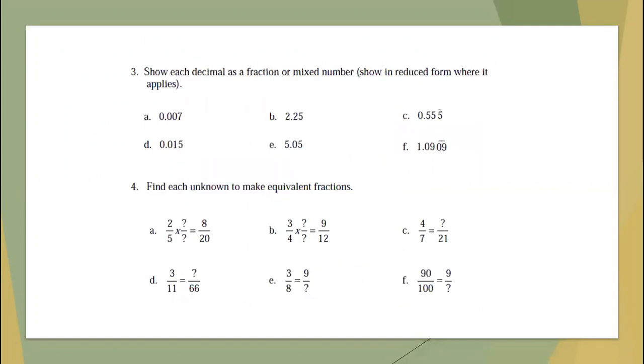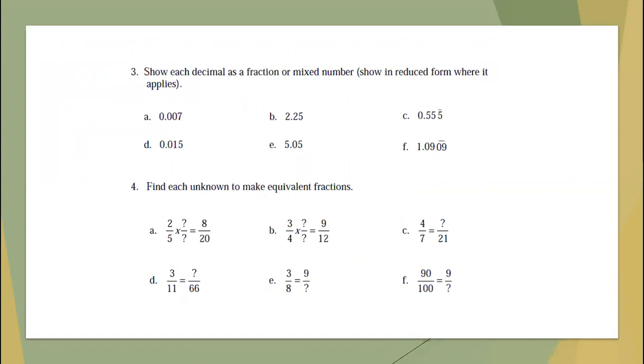Show each decimal as a fraction or mixed number. Show it in reduced form when it applies. 0.007, 7 thousandths equals 7 over 1,000. 2.25 equals 2 and 1/4 in simplest form. So 2 and 1 over 4.